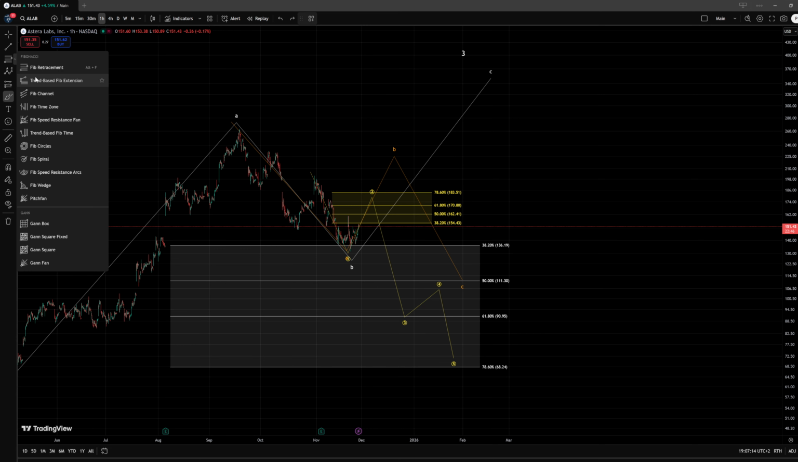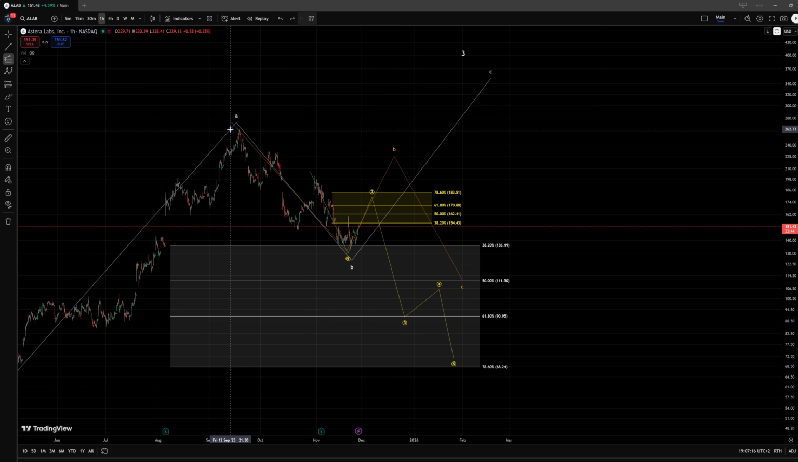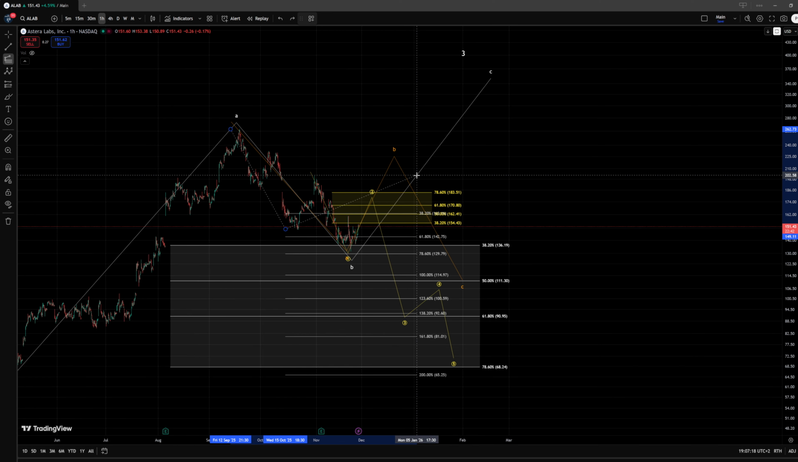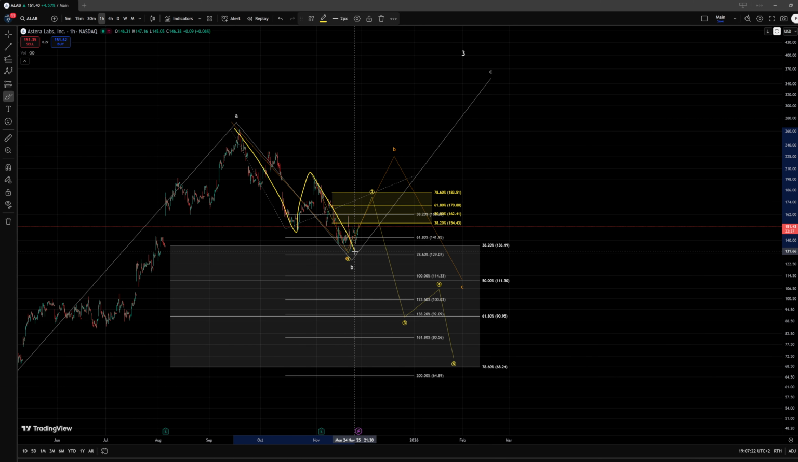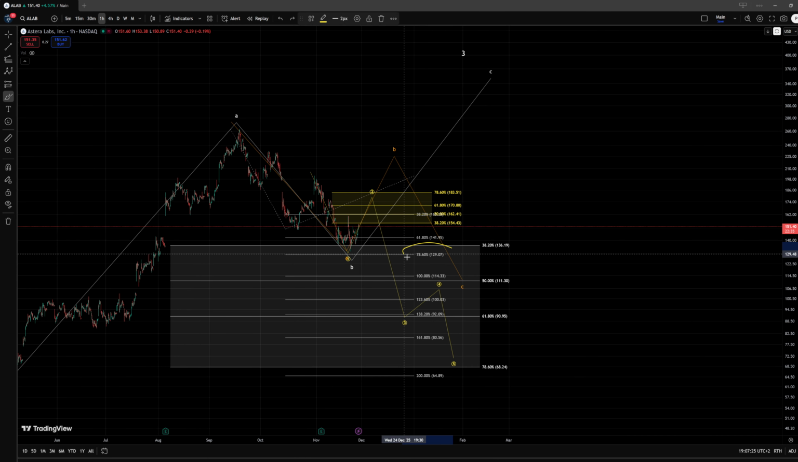Now, if we are to look for extensions to the downside and ideal targets, we would notice that we haven't actually reached any ideal targets within this ABC structure. We haven't even gotten to the 78.6% retracement extension, where normally the ideal target is the 100% extension of the wave A. In that case, I want to mention it is not needed to get there. That is just that, an ideal target.